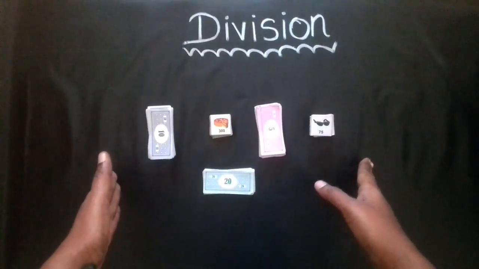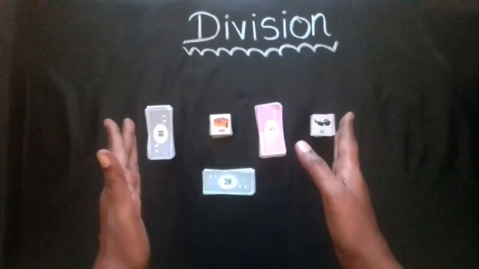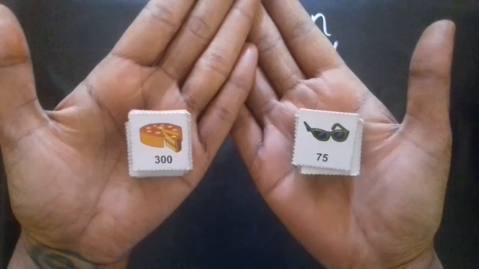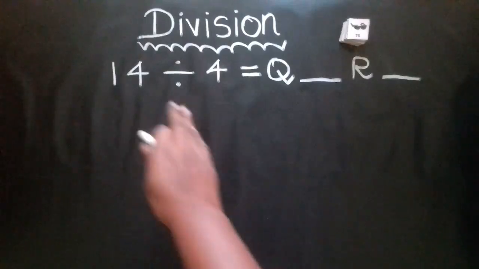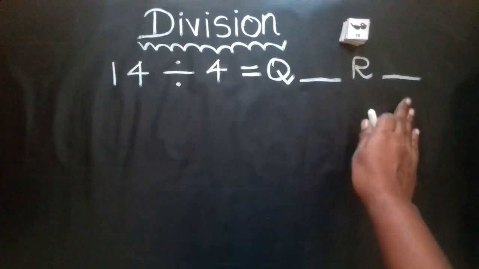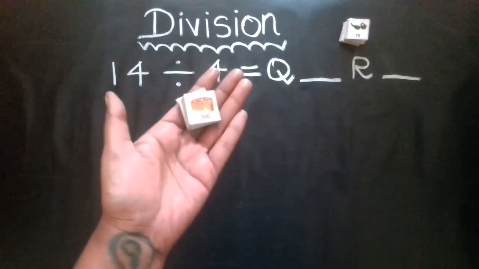In this video, we are going to learn division through an activity. For doing this activity, we have taken few cards. First question is 14 divided by 4. We are going to record the values of quotient and remainder here by doing this activity.